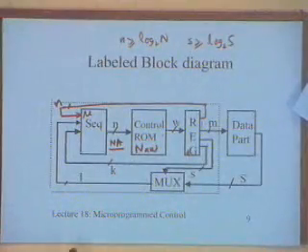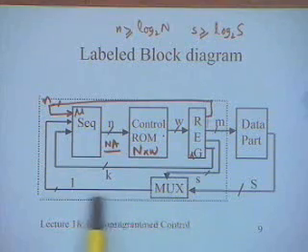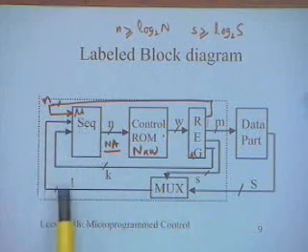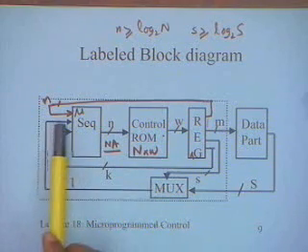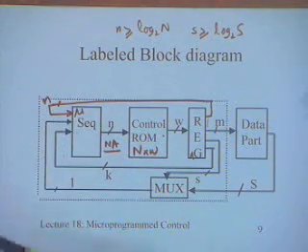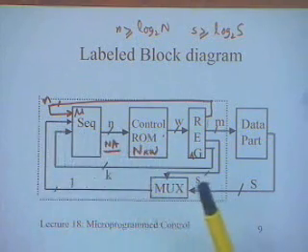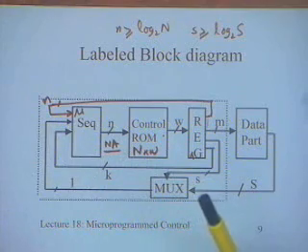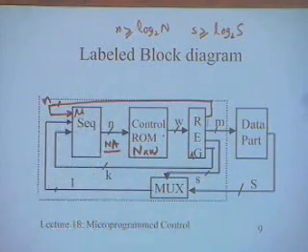So what happens over here is you store this and you select the status signal that you want to check, and the sequencer will proceed and look at this particular status signal that you have selected and make a decision whether this particular status is true or false, and accordingly either go to the next micro instruction or jump to another micro instruction. And this action is done by the sequencer.